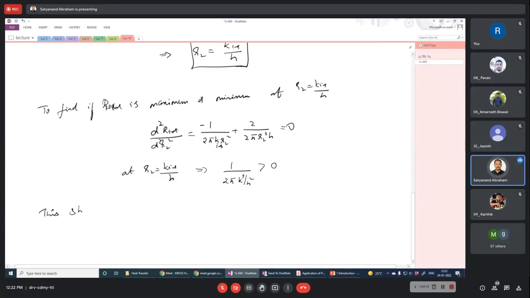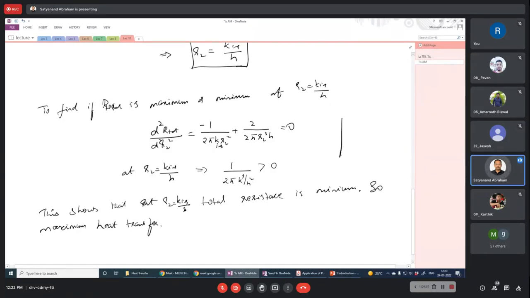So this shows that at R2 equal to K insulation by H, the total resistance is minimum. And minimum total resistance means what? Maximum heat transfer. So that is this radius.